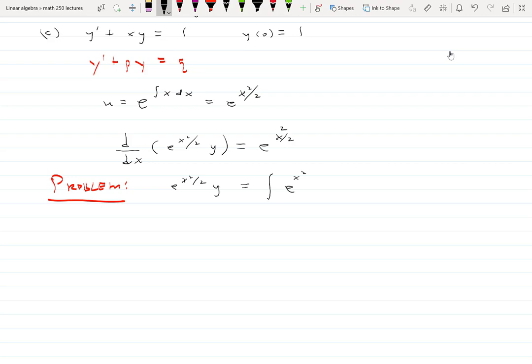e to the x squared over 2. The problem is it's impossible to integrate the function e to the x squared over 2 using finite combinations of elementary functions. In other words, we can't integrate it. So let's say this is impossible. This happens often in engineering and in physics more generally, that our solutions to differential equations or other problems we're working on end up with integrals that cannot be evaluated explicitly.